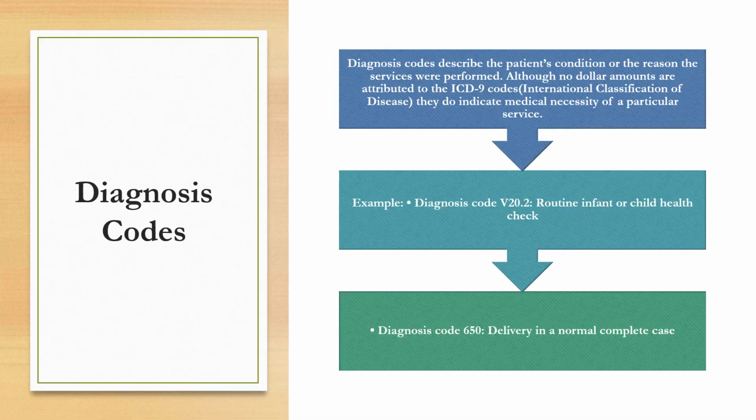Let's talk about diagnosis code. Diagnosis codes describe the patient's condition or the reason the services were performed. Although no dollar amounts are attributed to ICD-9 and ICD-10 codes, the International Classification of Disease, they do indicate the medical necessity of a particular service. For example, diagnosis code V20.2 is routine infant or child health check. Diagnosis code 650 is delivery in a normal, complete case. So these are the normal versions of diagnosis codes.